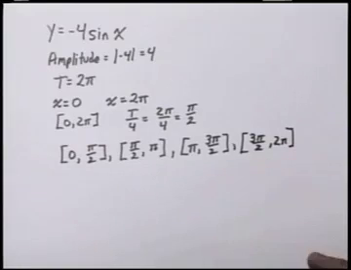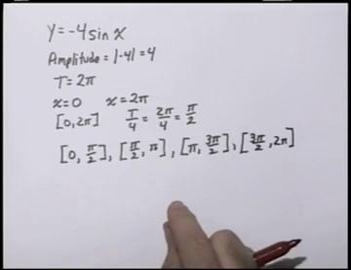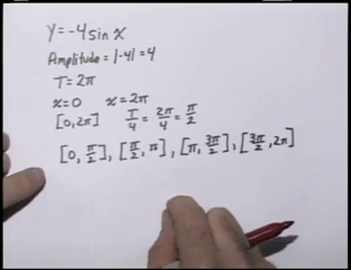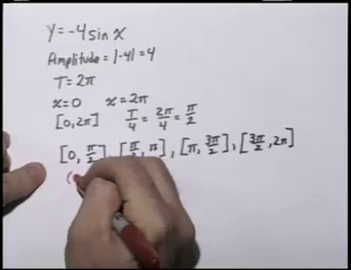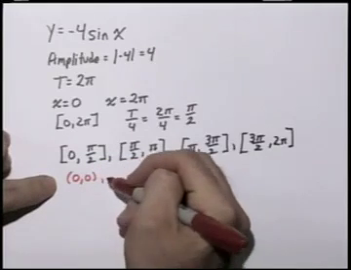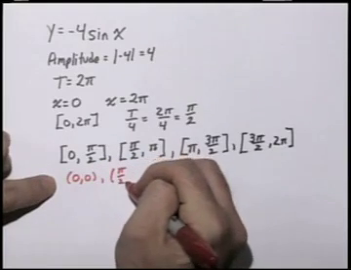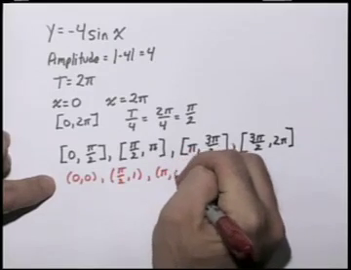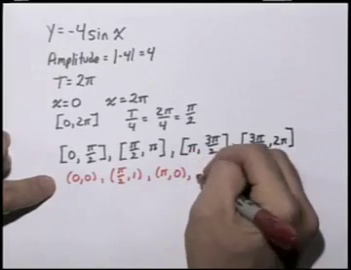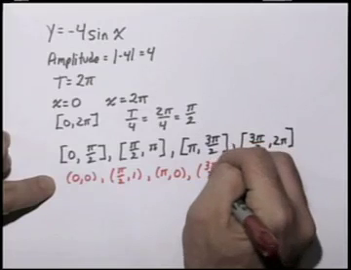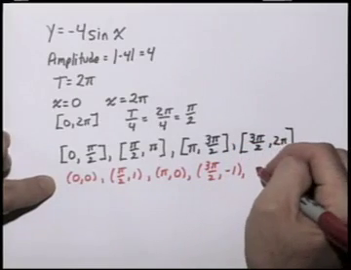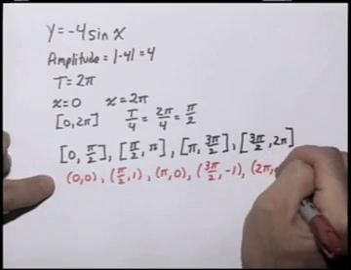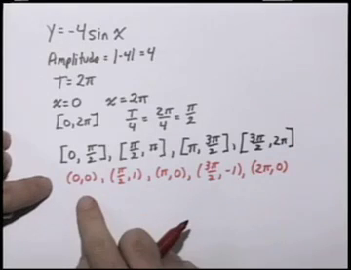Now what's key in understanding how to work the 5-key point method is to remember the key points on the graph of y equals sine of x. They are 0, 0, starting at the origin. Then, when x is pi over 2, the sine function is 1. When x is pi, the sine function is 0. When x is 3 pi over 2, the sine function is -1. And when x is 2 pi, the sine function is 0.